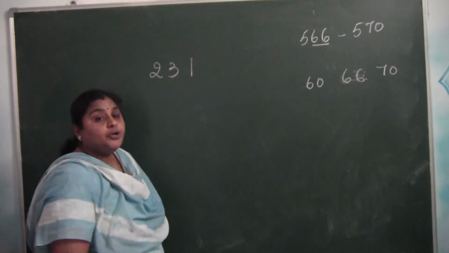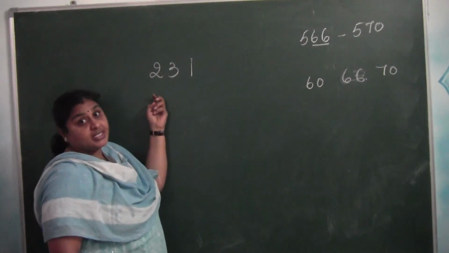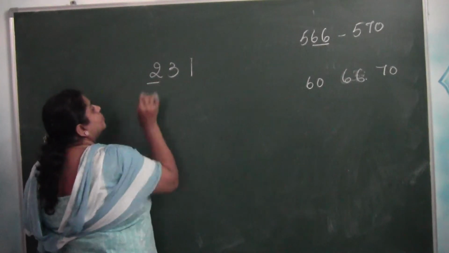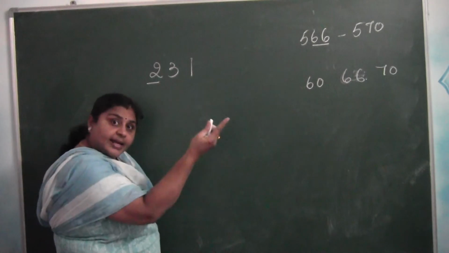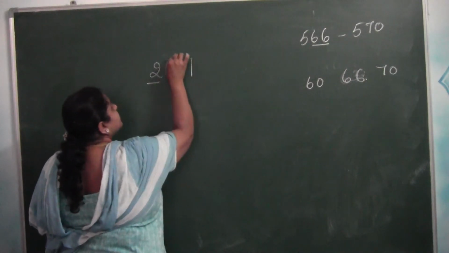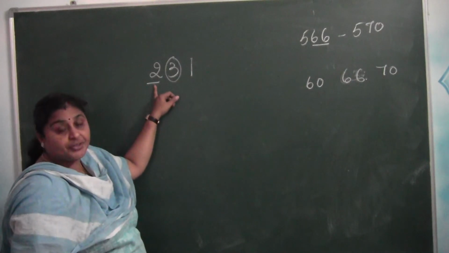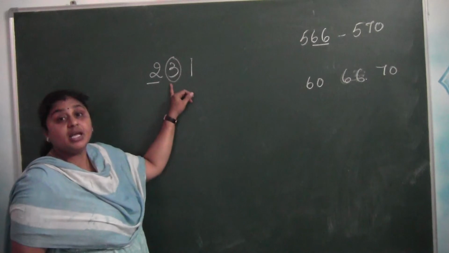Suppose I have 231. Now 231, I have to round it off to nearest 100. Now what is the digit in hundreds place? 2. Let us underline that. And I have to compare the next number, that is 3. Let us circle it. Okay. So underline number I have to round it off and circle number I have to compare with the 5.